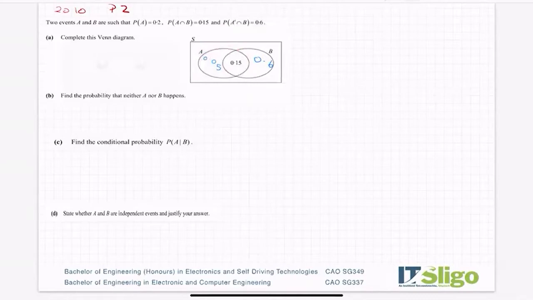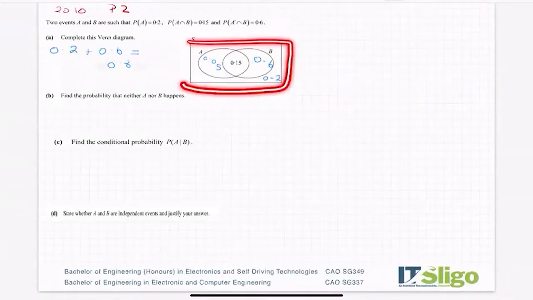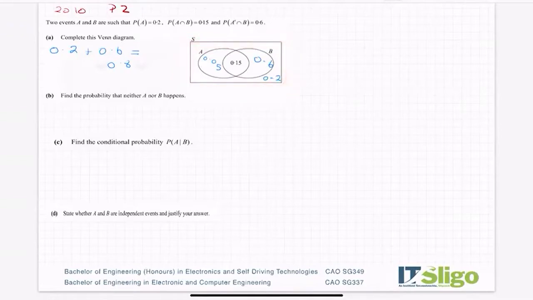Okay, so let's add that up. So we have the 0.2 there in A plus the 0.6 in B, which is 0.8. So out here on the outside, I have 0.2 because of course, all probability has to add up to 1. Find the probability that neither A nor B happens. Well, that's out here. If that's A happening and that's B happening, then out here is where none of it happened.